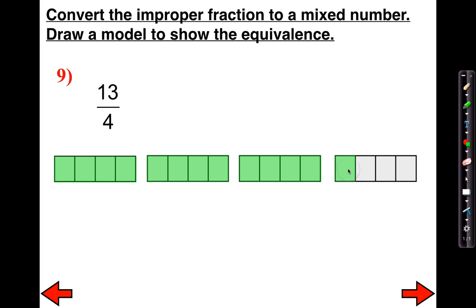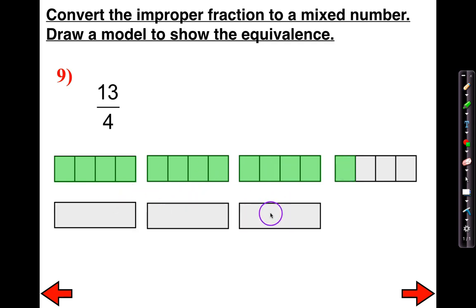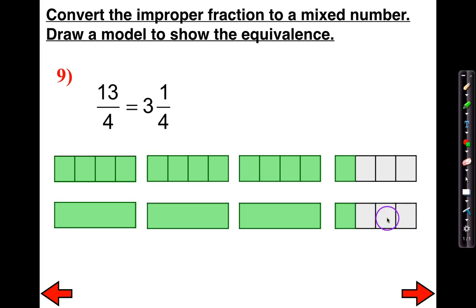Now, what is this equivalent to? Hopefully you can see that there are 3 wholes. So 1, 2, 3. And then we just have 1 out of the 4. So how would you write that? Well, there are 3 wholes, so we're going to say 3 and 1/4. These two are equivalent, because you can visually see once again the same amount is shaded in the same shape.